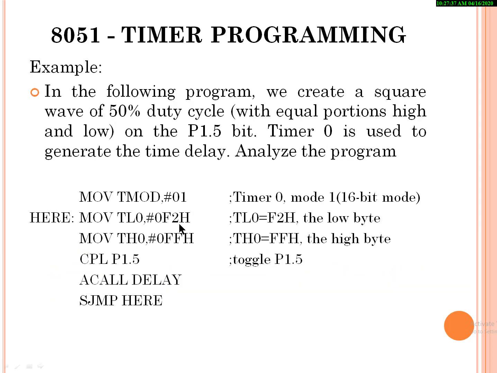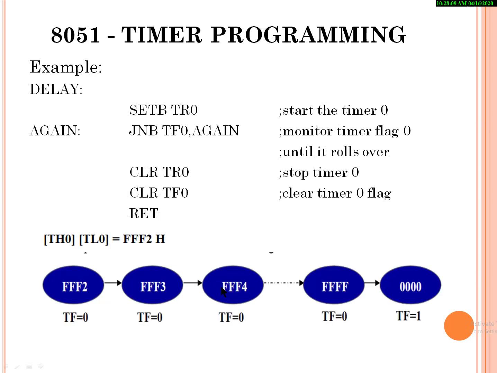Next we are taking the count value. We are initializing TL0 and TH0, initializing the count value. The count value will be FF and F2. Next we are going to complement P1.5. So say for example, if P1.5 is high now, when we complement it, it will go low. Next we go to the delay subroutine. In the delay subroutine, the timing operation is performed.